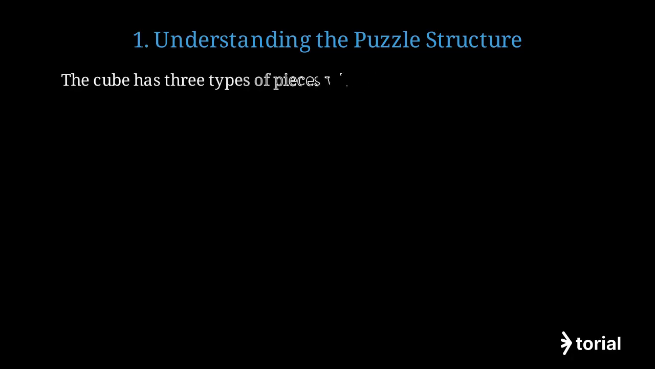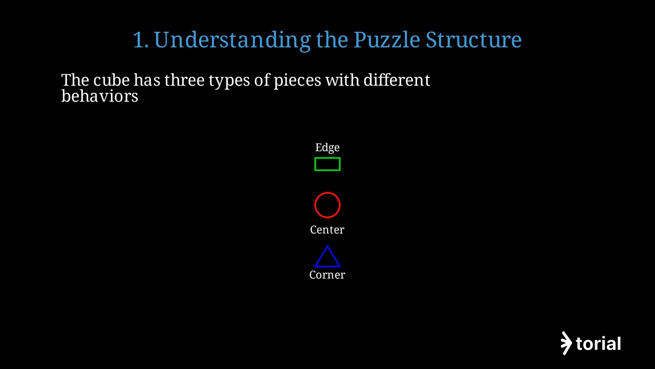The cube contains three distinct types of pieces: center pieces that never move relative to each other, edge pieces with 2 colors, and corner pieces with 3 colors. Here are the 3 piece types. Centers stay fixed, edges have 2 stickers, and corners have 3 stickers.